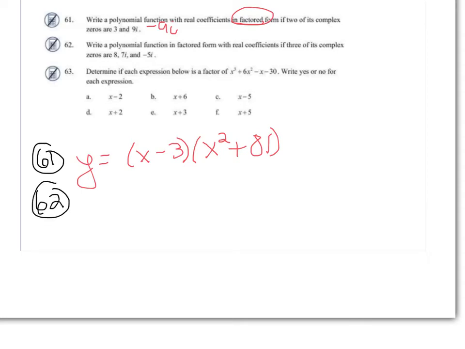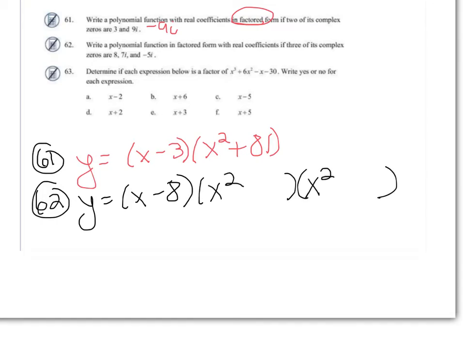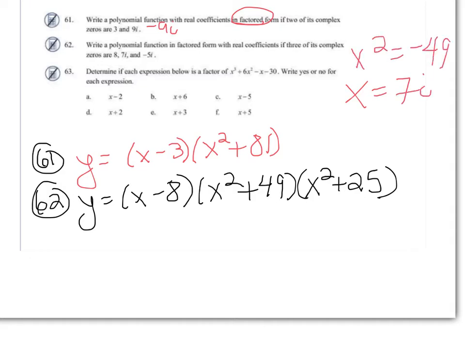Then for 62, it's going to be similar, x minus 8, but we actually have two different i values. So to get 7i and negative 7i, that is x squared plus 49 as a factor. And to get negative 5i and positive 5i, that's x squared plus 25. Because if you think about working backwards, to get x equals, let's say, 7i, that means we would have had a square rooted negative 49. But to then go backwards from there, that means the factor x squared plus 49 equals 0.